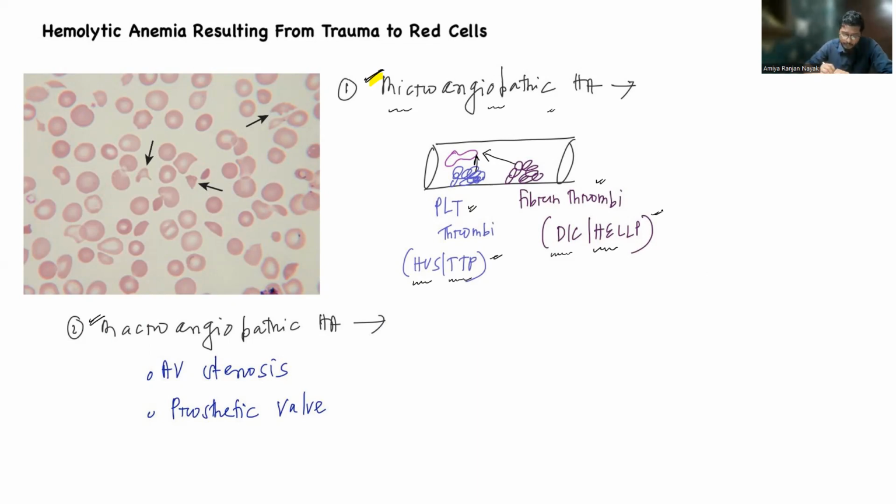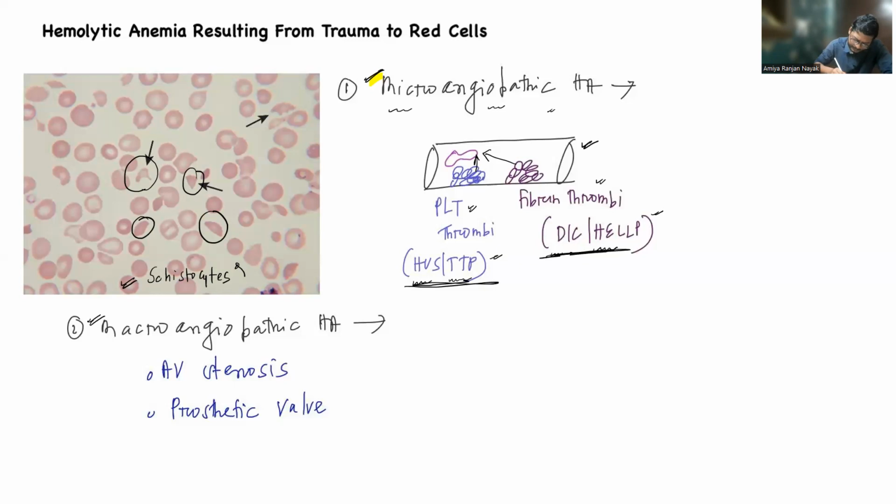Because of this trauma, they can produce a very peculiar type of RBCs, as you can see here. These are actually known as schistocytes, or sometimes known as fragmented RBCs. So schistocytes in the peripheral blood suggest that there is some microangiopathic hemolytic anemia going on. All the rest of the things we will discuss later.